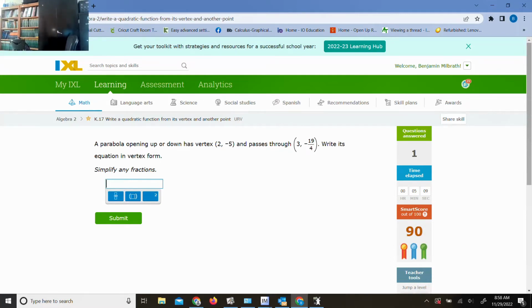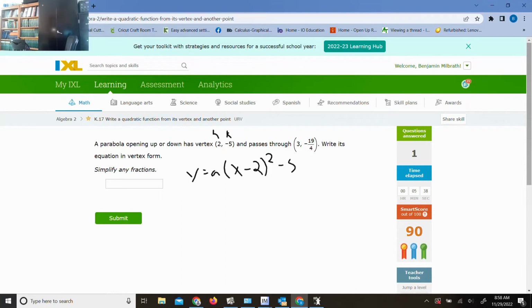Well, we'll start off the same way we did the last one. y equals a, parentheses, x take away what? h, and what is h? 2. Squared, plus k. What is k? 5. So minus 5.